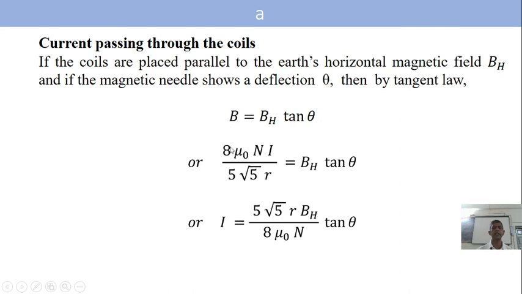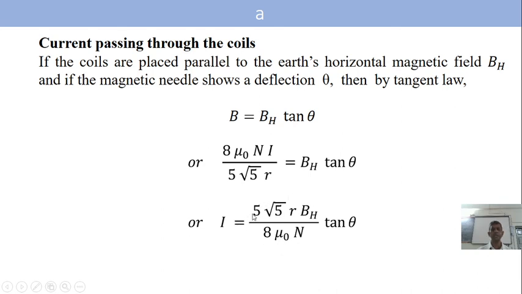Here you substitute B: 8μ₀NI/(5√5 r) = B_H tan θ, and this can also be written as I = 5√5 r B_H tan θ/(8μ₀N). This is the expression for what? The current flowing through each coil.